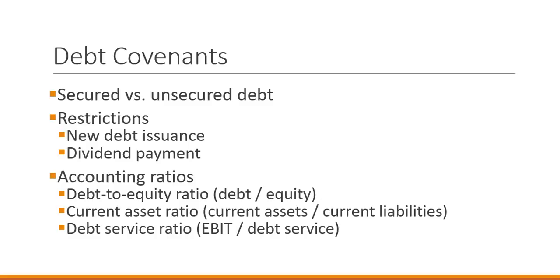If debt is unsecured, then a lender isn't able to take a particular asset because there isn't a particular asset backing that loan. Restrictions. Debt covenants might restrict a borrower from either issuing new debt, borrowing more money, increasing leverage, thus increasing risk, or perhaps restrictions could be against dividend payments.